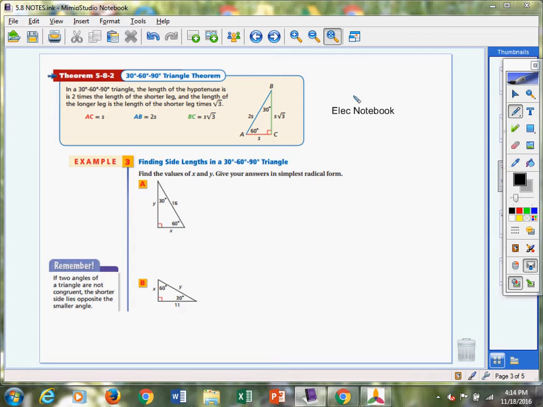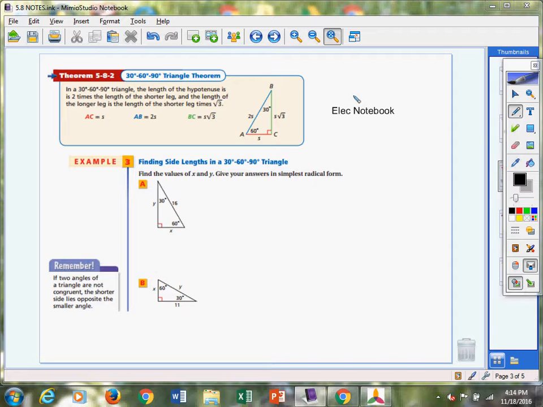Back, we're in section 5A. We're doing another special triangle. Just got done working with 45, 45, 90 triangles. Now we're going to do another special triangle, and this is called the 30, 60, 90 triangle theorem. This one's cool as well.